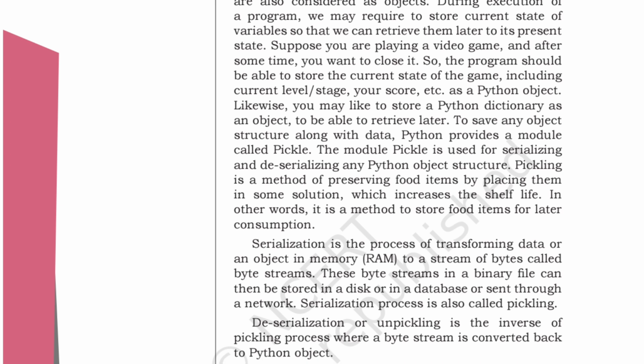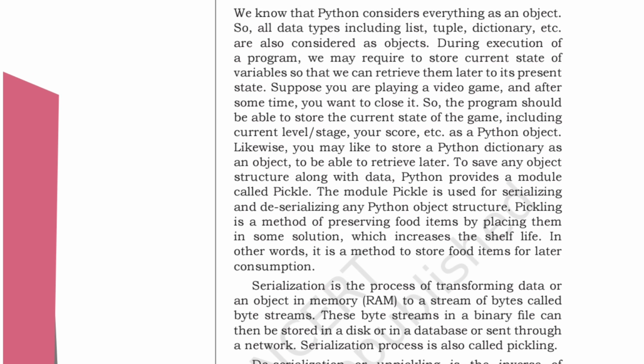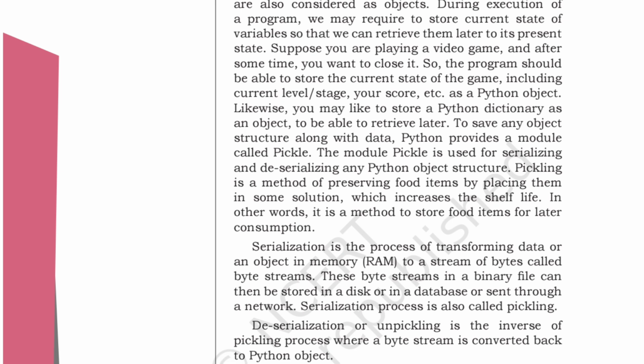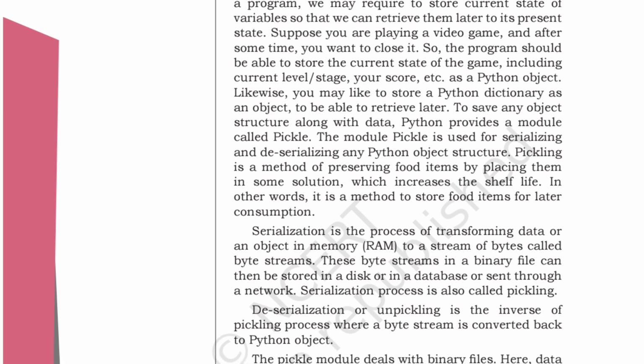Retrieve means what? We are taking it as the input or the output. Firstly we are taking the video game, then the current stage and current level of the video game, our score as the Python object, then storing it in a Python dictionary as an object, and then retrieving it. Understood? So this is basically the structure. All the structure with the data is called pickle. That module is called the pickle module.